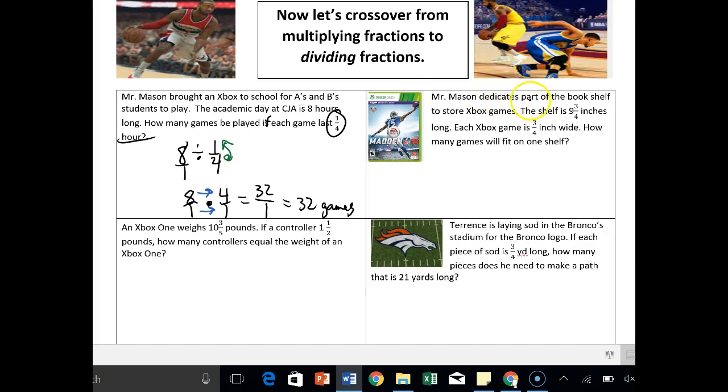So Mr. Mason dedicates part of the bookshelf to store Xbox games for some reason. The shelf is 9 3/4 inches long. Each Xbox game is pretty thin. It's only 3/4 inch wide. How many games will fit on one shelf? Again, so I'm taking this idea.